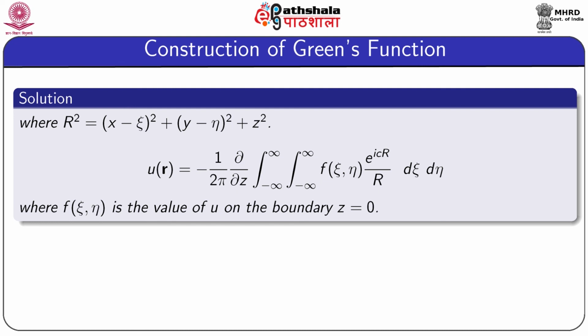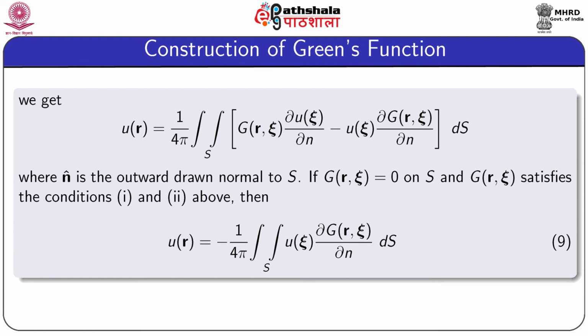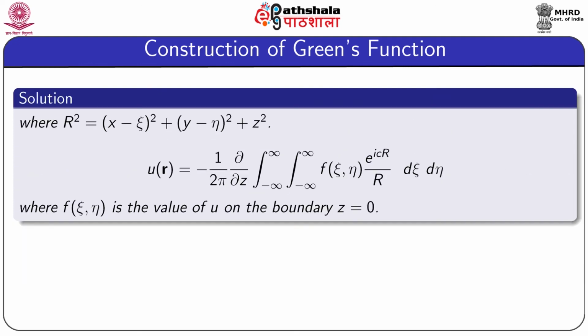Therefore, the value of u at R is equal to minus 1 by 2 pi del del z of the double integration of f e to the power icR by R d xi d eta, and we obtain this expression after substituting the value from equation 9. Here we have substituted the value of del g del n, and here we have also used the value of u on the surface, which is f for this problem. So, this is our required solution.